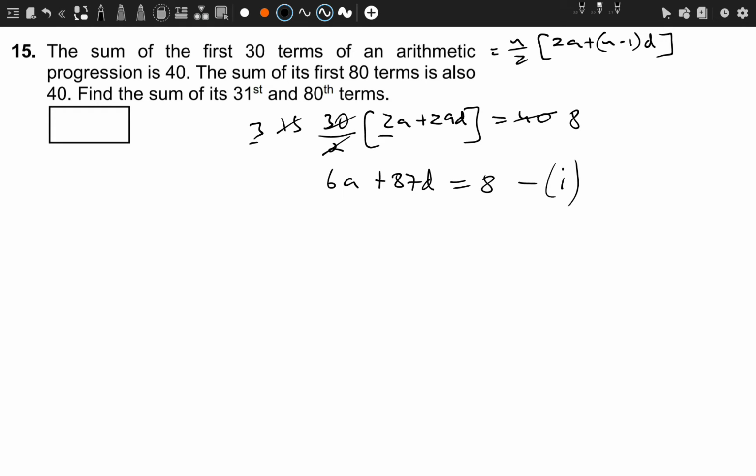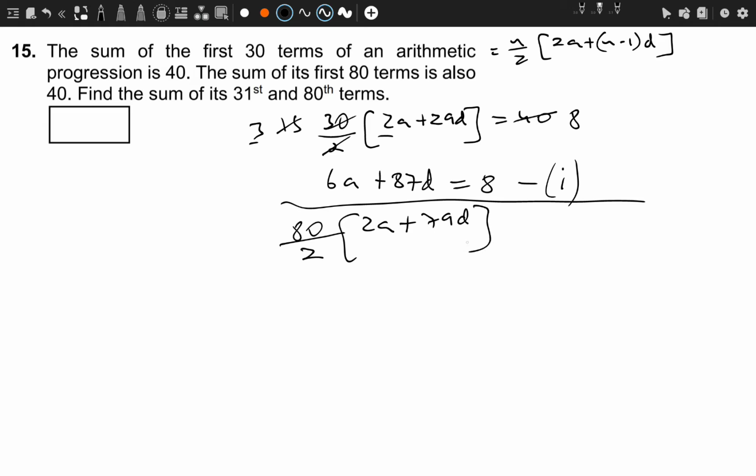Okay. Applying the same formula to the sum of 80 terms, it is going to be 80 divided by 2 into (2a plus (80 minus 1)d, which is 79d), is equal to 40. Solving this, the 40 and 40 will get cancelled out. So 2a plus 79d is equal to 1. Okay, this is our second equation.